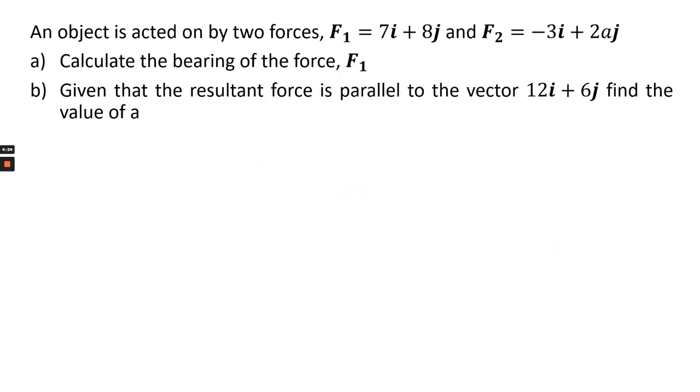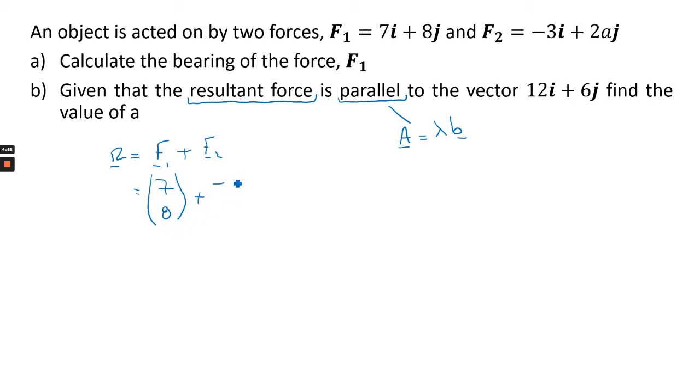Now, part B, given that the resultant force is parallel to the vector 12I plus 6J, I want to find the value of a. Now, the resultant force is parallel. Two key things. Parallel, we're going to be thinking of a equals lambda b, so it's going to be a scalar multiple. So let's start by finding the resultant force. The resultant force is F1 plus F2.